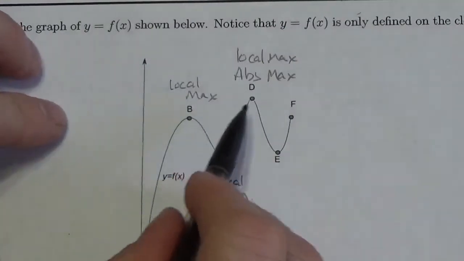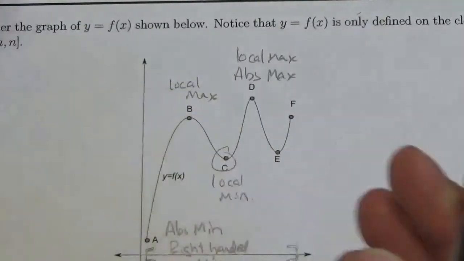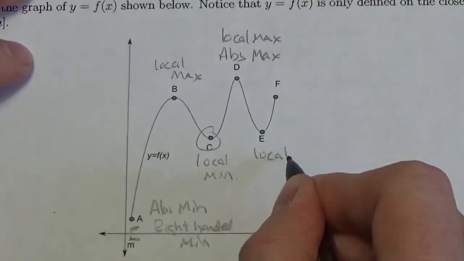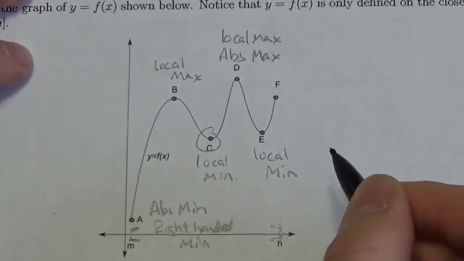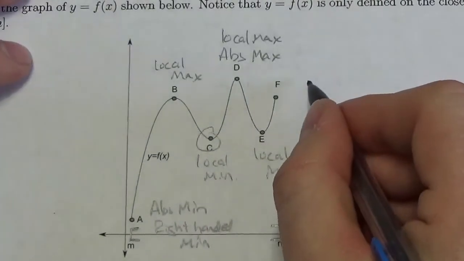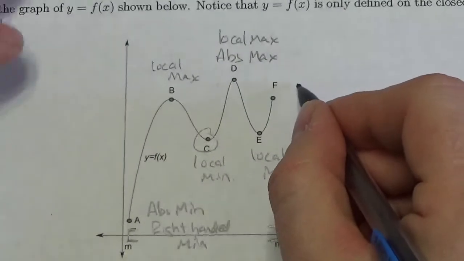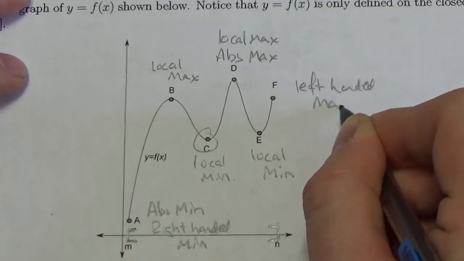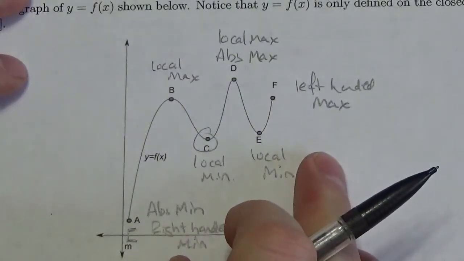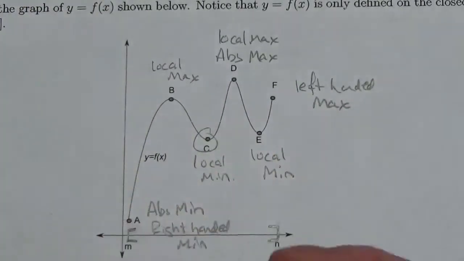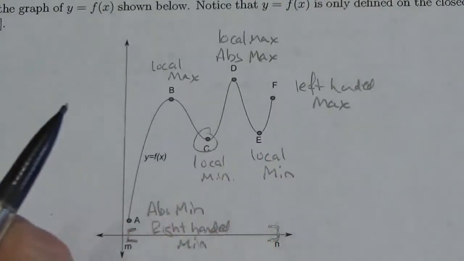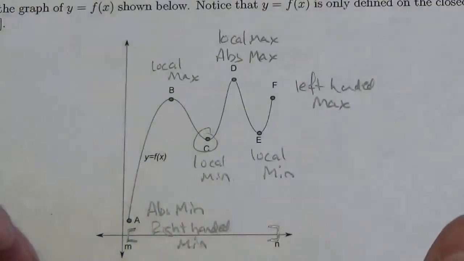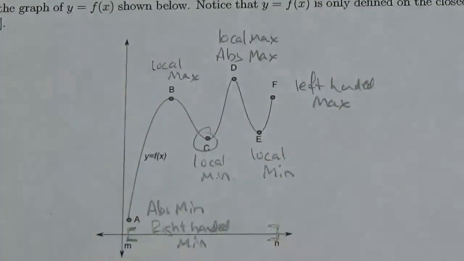I can see it. I know that it's not an endpoint because it's local, not a left-handed or a right-handed one. Here, E, I can approach it from both sides. This is a local min. F, okay? Now, F is just a left-handed max. It's not an absolute max. It's just a left-handed max, which tells me that it's going to be the endpoint on the right-hand side of this interval, but it's not going to be way up there or way down there. It's just kind of somewhere in the middle of the activity.